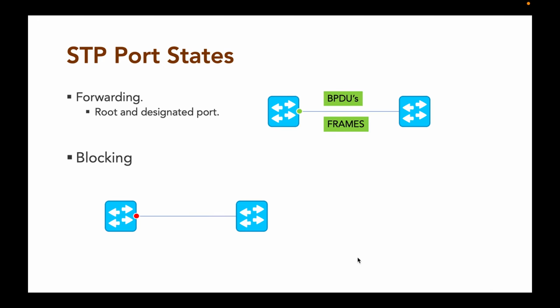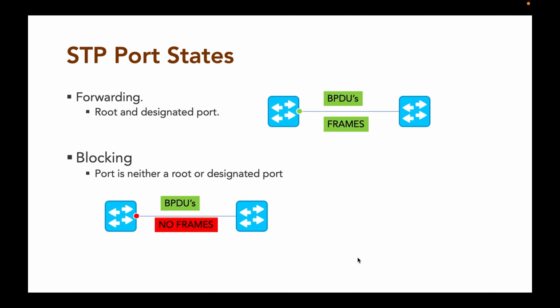Then we have blocking state. When a port is neither a root nor designated port, it will be in blocking state. A port in blocking state receives and processes only BPDUs, but it does not forward any user traffic.